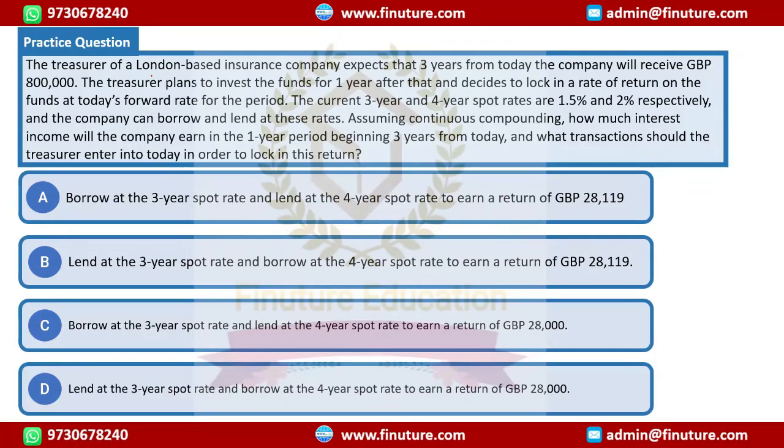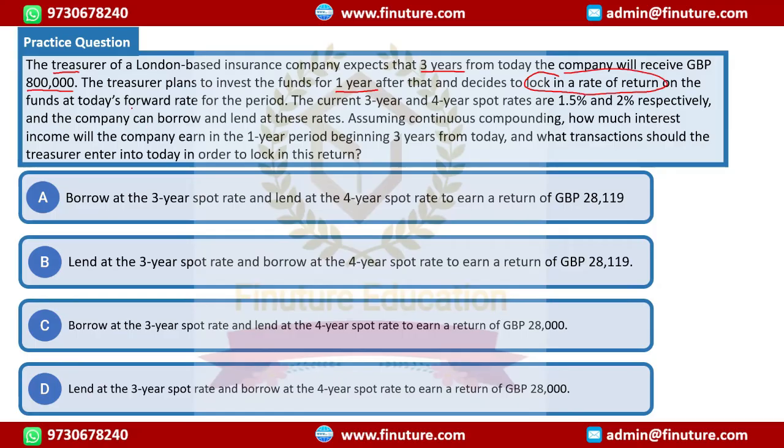The treasurer of a London-based insurance company expects that 3 years from today the company will receive 800,000 pounds. So in 3 years, the treasurer of the insurance company is expecting 800,000 pounds. The treasurer plans to invest the funds for the next 1 year. So in 3 years you will receive this amount, and for the next 1 year you are planning to invest it. The treasurer decides to lock in the rate of return on the funds at today's forward rate for the period. So he wants to lock in the forward rate today.